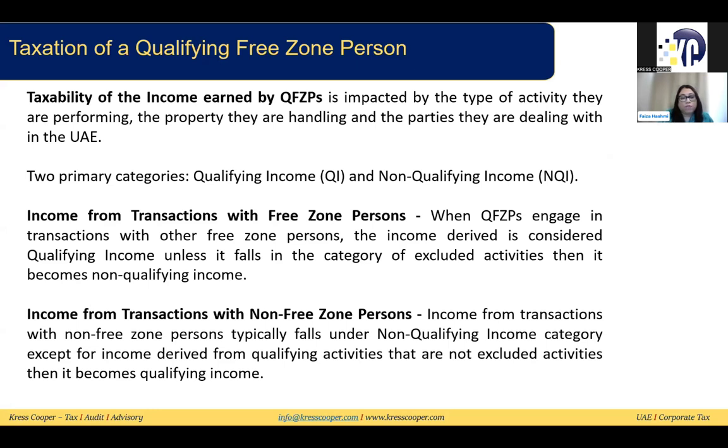And for any income from a transaction with a non-free zone person, we have to see if it would be non-qualifying income, except if the income was being derived from a qualifying activity. Under the law, there is a list of qualifying activities like manufacturing, processing, distribution of goods, operation of ships, logistics services. So there's a list. If any income is being derived from that qualifying activity and it is not part of the excluded activities, then it will be termed as qualifying income.